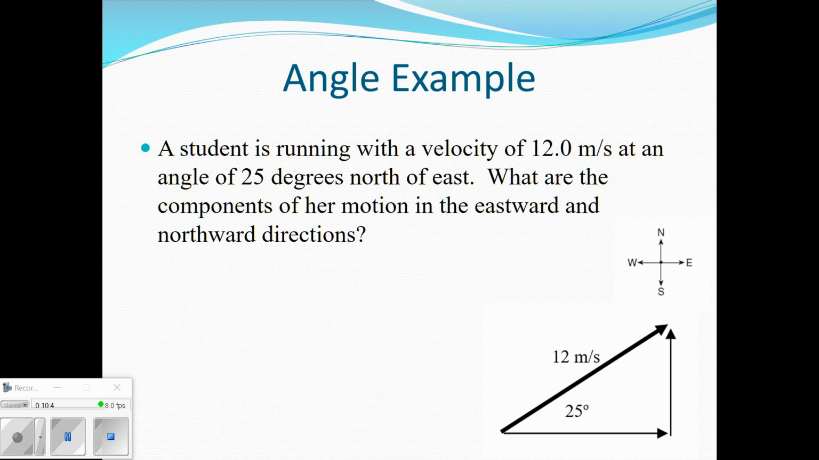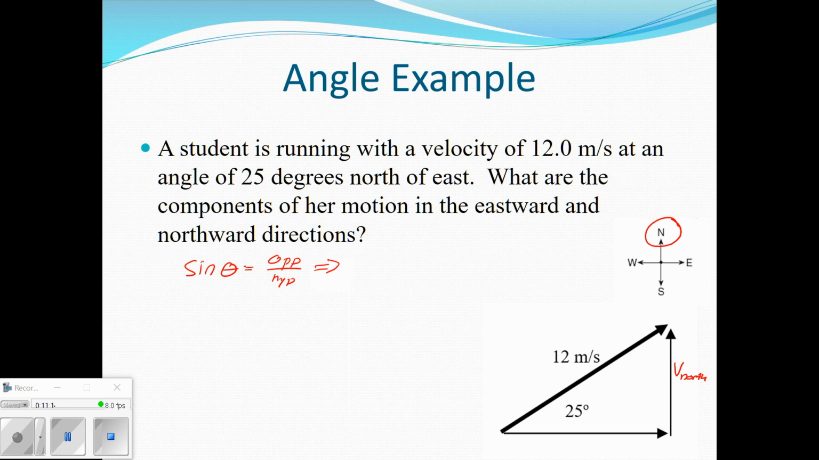To do that, I'm going to use my sine and cosine functions. The first thing I'm going to say is that sine theta is equal to opposite over hypotenuse. My opposite here is going to be this one, and this is my velocity in the northward direction. You can see that based on our scale, north is pointing up, this component is pointing up, and it's opposite my 25 degrees.